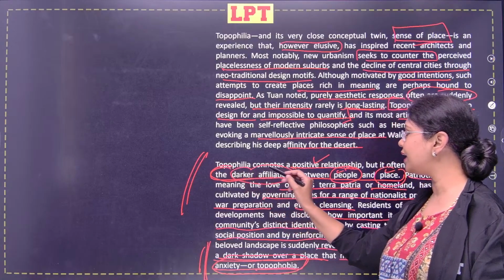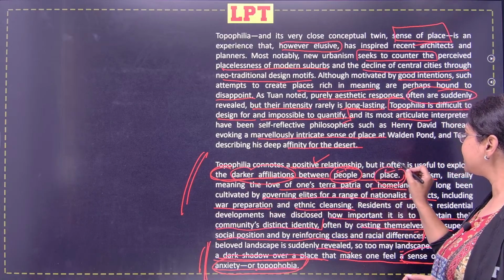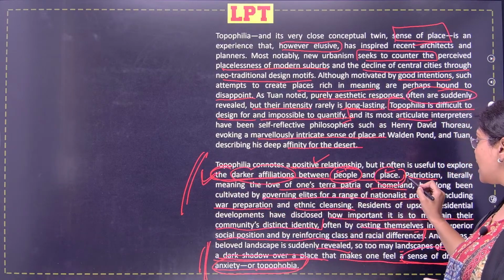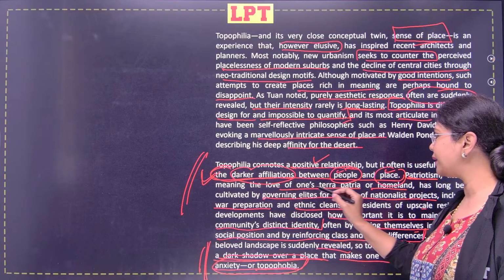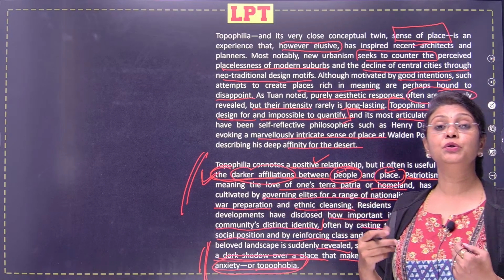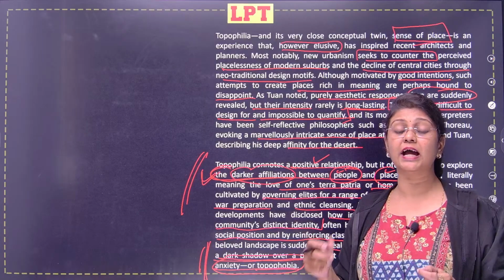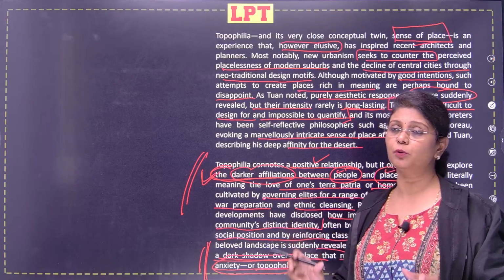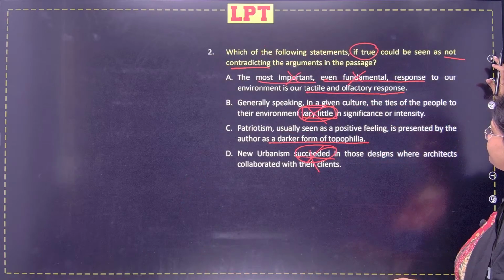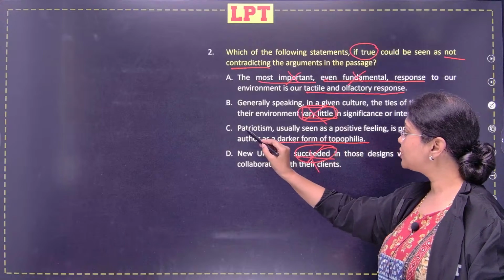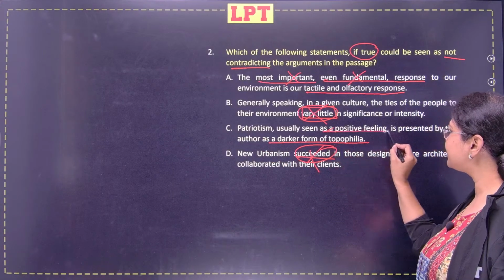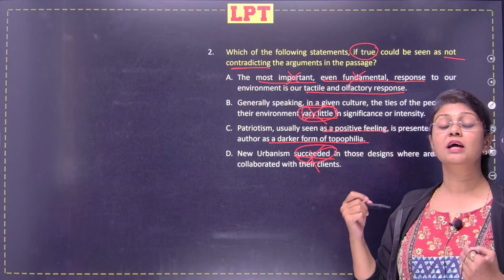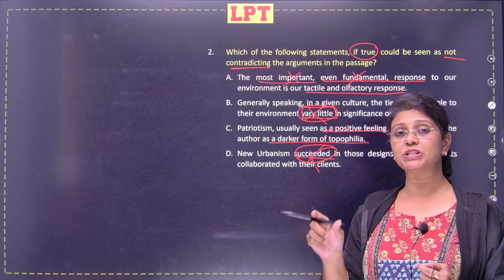So it says topophilia connotes a positive relationship, but is often useful to explore the darker affiliations between people and place. Patriotism literally means the love of one's terra patria and homeland. So here you do find the reference in terms of saying that it is described by the author or the passage as the darker form of topophilia. So let's go back to the options that we have here. So it says patriotism, usually seen as a positive feeling, is presented by the author as darker form of topophilia, and this does find a similar mention in the passage.